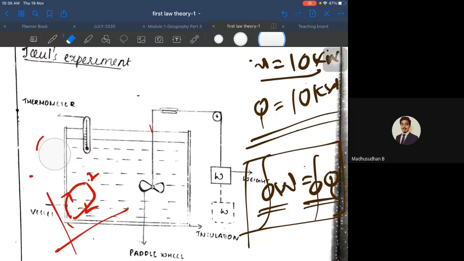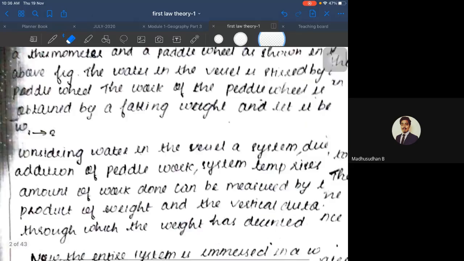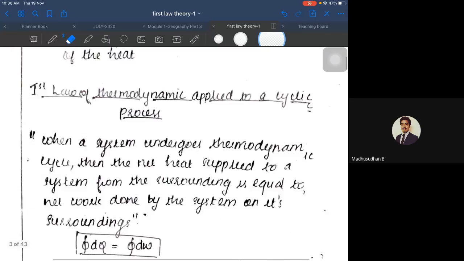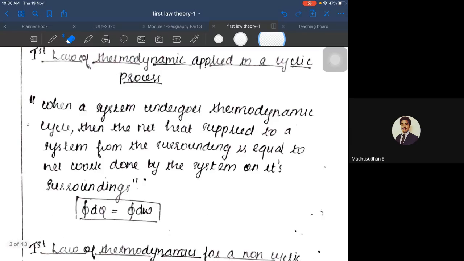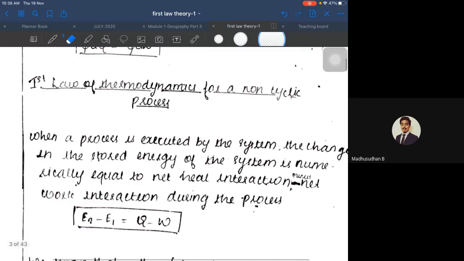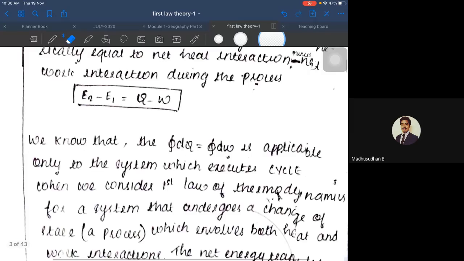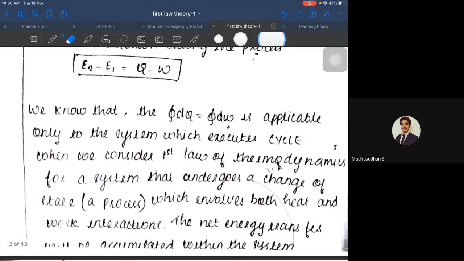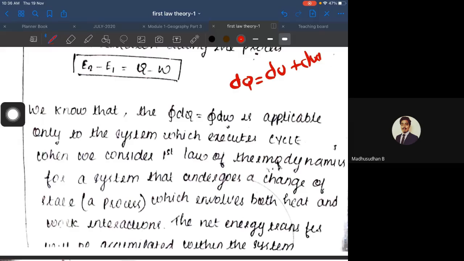The same explanation is being given here. The cyclic integral of the work flows is equal to the cyclic integral of the heat flows. And when you apply it for a system, it would be dQ is equal to dU plus dW. So what he says is, when you apply the first law for a process that is not a cyclic process.